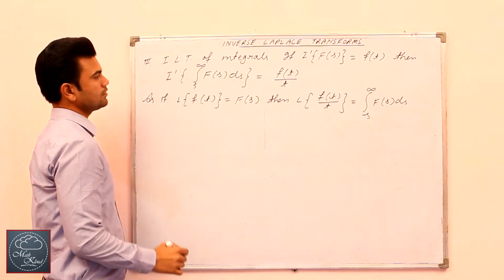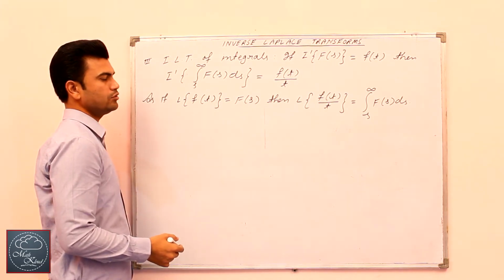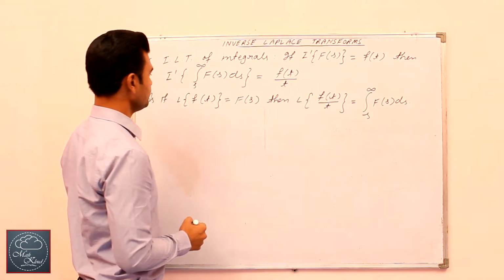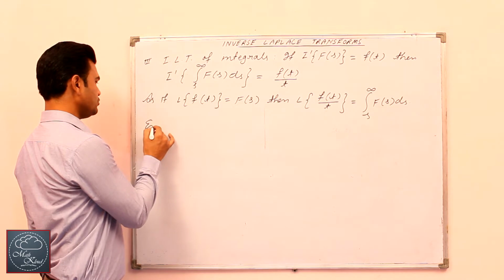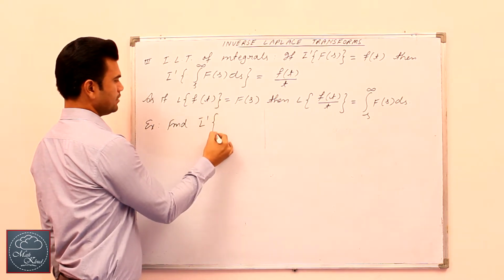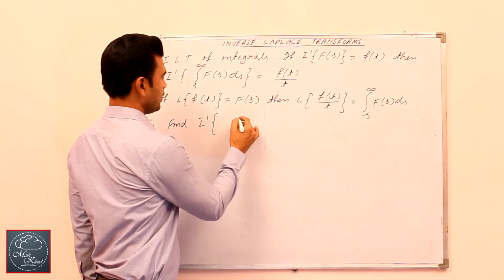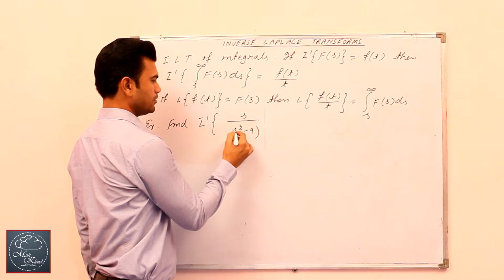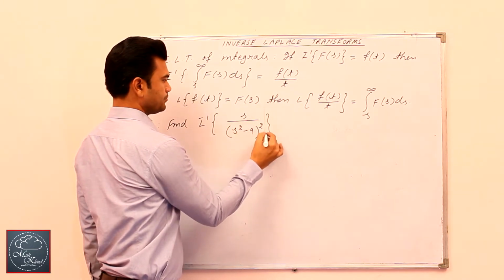Now let us use this result to find the inverse Laplace transform of one function. Our aim is to find the inverse Laplace transform of s over (s square minus 9) whole square.